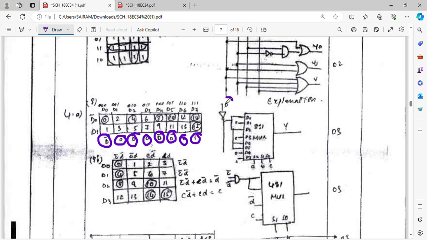I have told you that you can directly connect or you can take D along with an inverter, right? You can take D with an inverter, or else directly write D for D naught and D bar for D1. But here they have considered D and an inverter, so please do consider it. You can do it in both the ways.